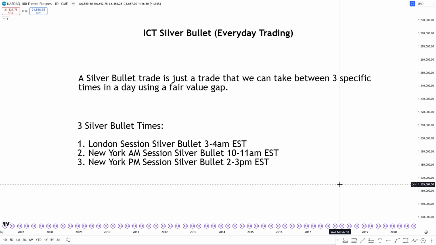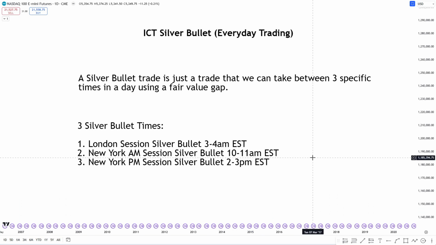Now the second silver bullet is the New York AM session silver bullet. This occurs obviously in the New York AM session from 10 to 11 AM Eastern Standard Time. The third one being the New York PM session silver bullet, and this occurs from 2 to 3 PM Eastern Standard Time. Now what I love about this strategy is that there's 3 times in the day where you can trade it.